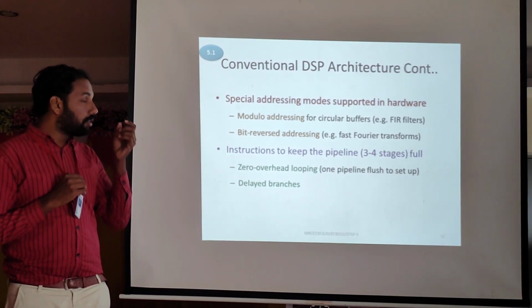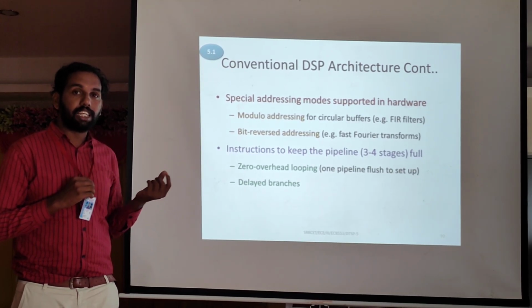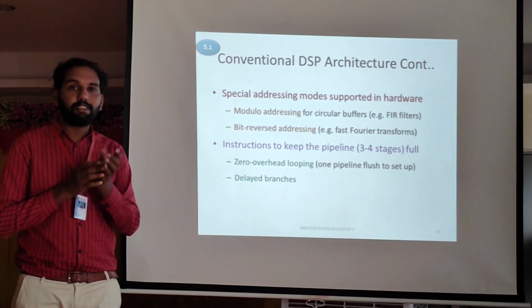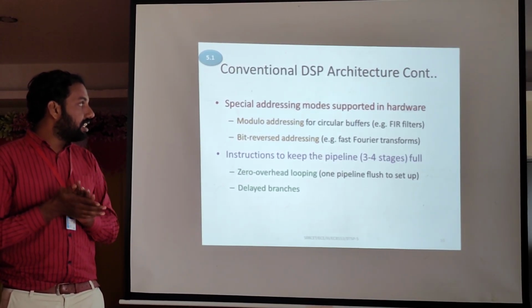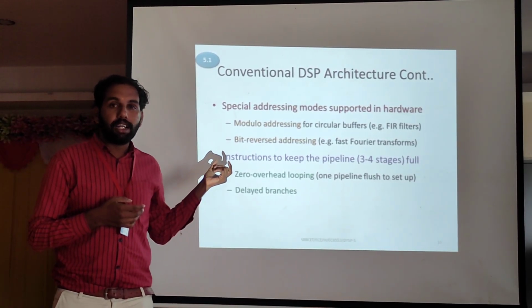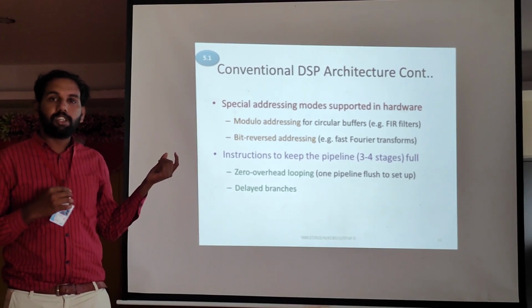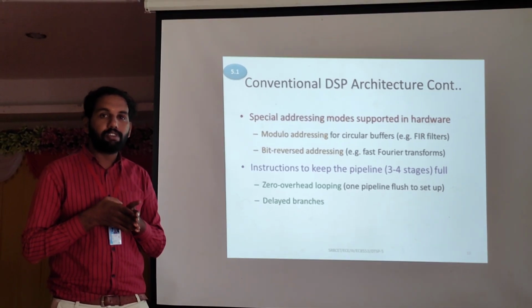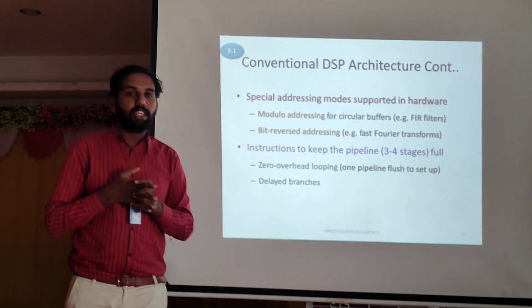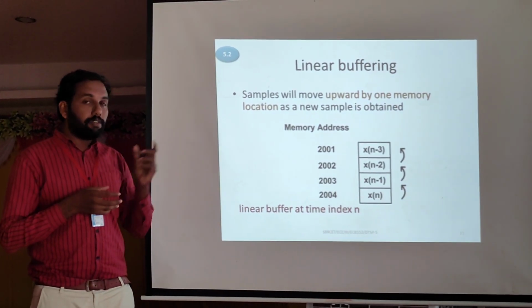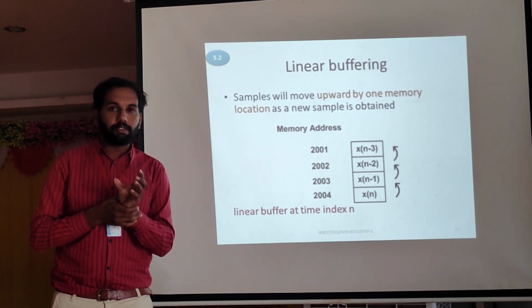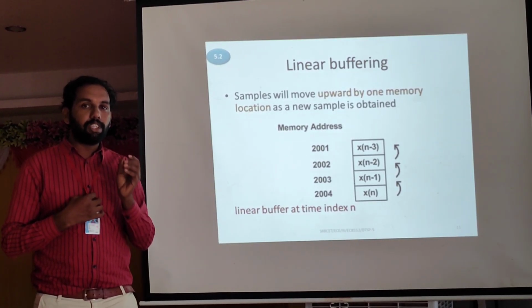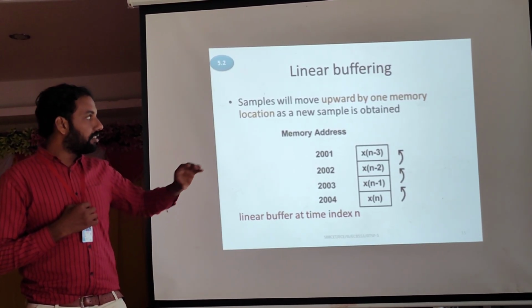Later we go to the modified Harvard architecture. The modified Harvard architecture has a little advantage over the Harvard architecture. Next we are going to the modulo addressing and the bit reversed addressing modes. These are the two addressing modes used in this conventional type of DSP architecture. Next we are going to see buffering. Buffering is one of the important topics in the processor. In the processing of digital signals, buffering plays a major role.